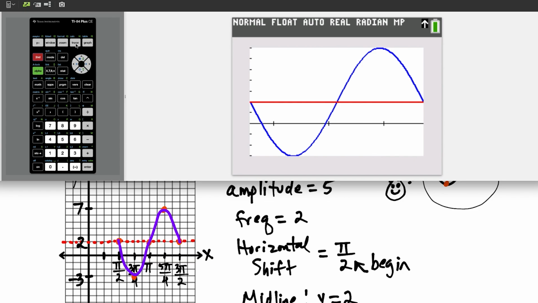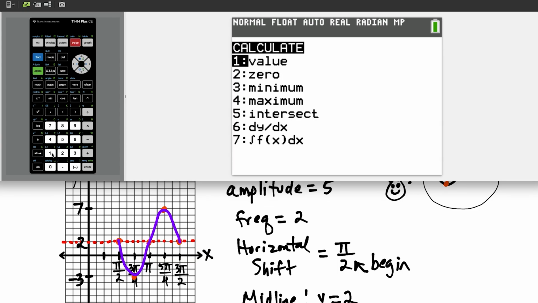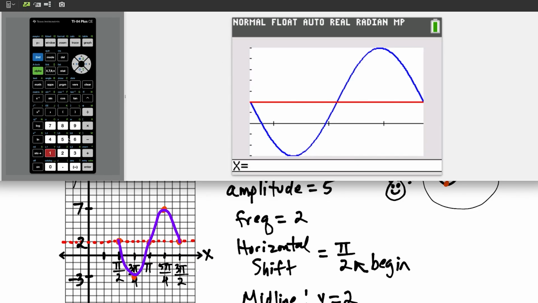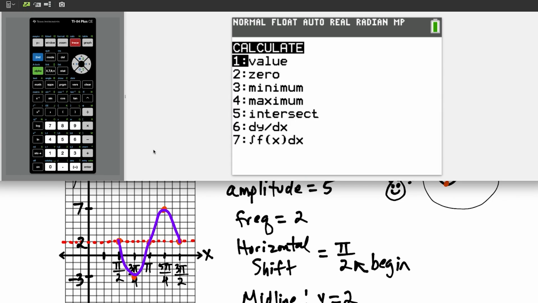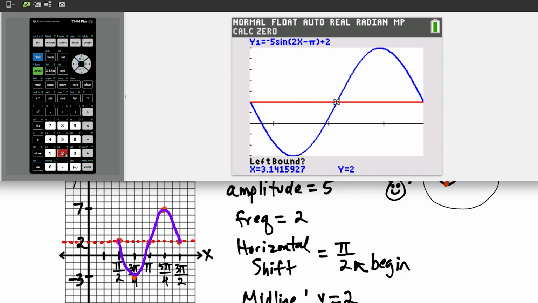If I just want to test some value, second trace value, and let's say I test this value here at pi. So I press second and the up arrow here to get pi, and it puts us exactly at y equals 2. Okay, so this one is checking out. If I type in 5 pi over 4, it should put me at the maximum value here. So second trace value, and then I write 5 pi over 4, and this puts us at the maximum value here at 7. So our graph checks out.